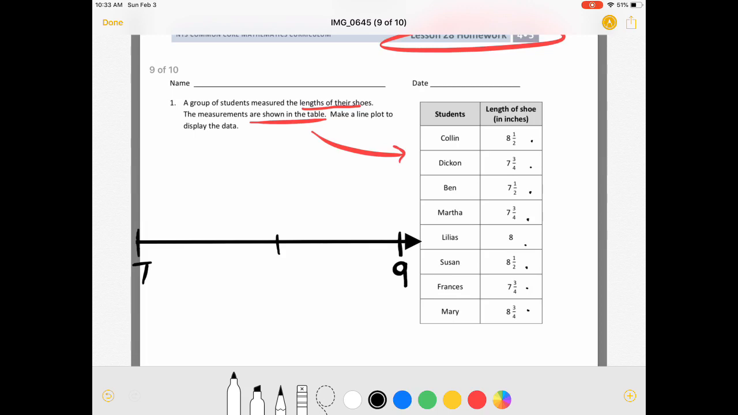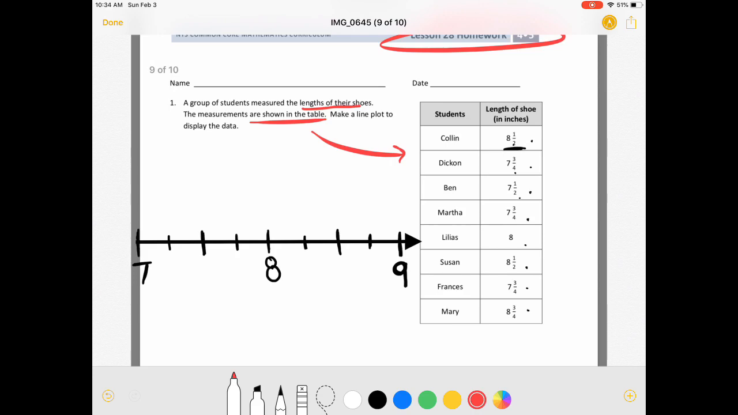And I can't just leave it at that because that's not enough places on the number line to plot our data. So I'm going to put my 8 here, and if you look at the denominators of all of the lengths of the shoes in the table, they're either halves or fourths. So I'm going to split each whole, between 7 and 8, between 8 and 9, into halves and into fourths. I'm going to split it in half here and here, and then I'm going to split each half in half to get my fourths, just like that. Okay, now I'm going to start plotting each one.